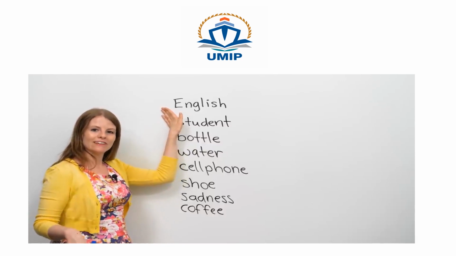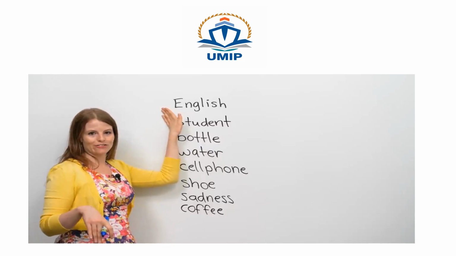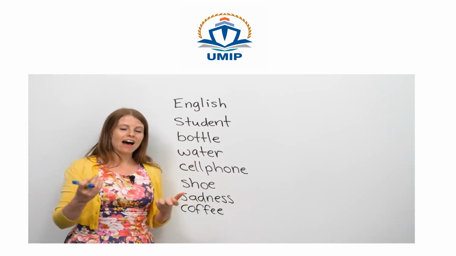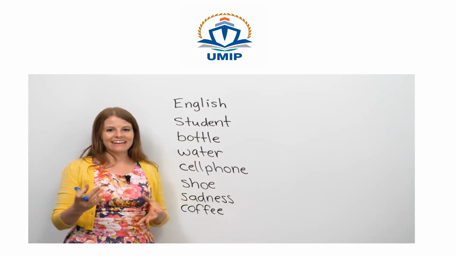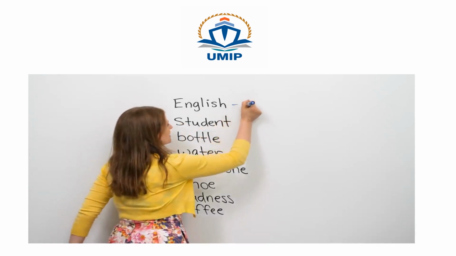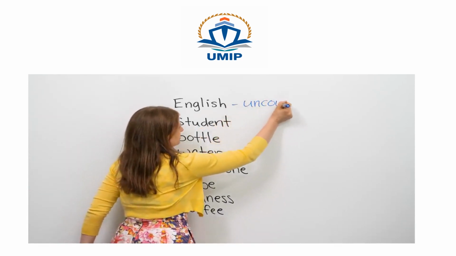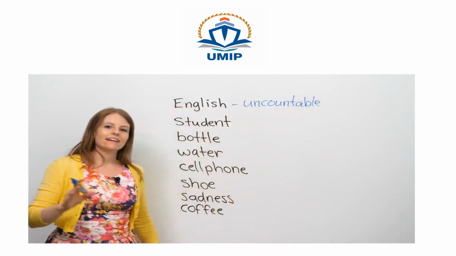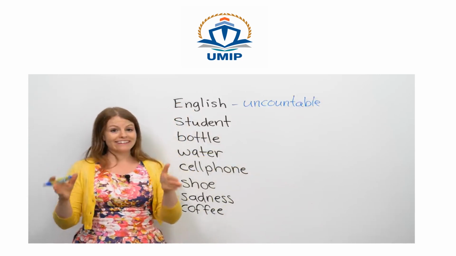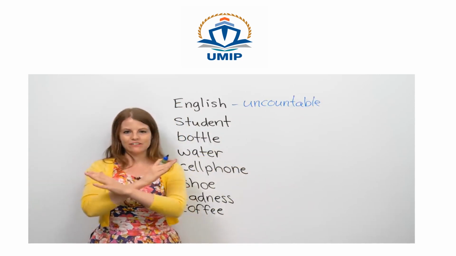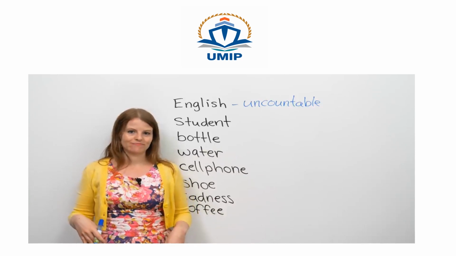So let's look at some of these nouns, and I want you to tell me, are they countable or uncountable? The first one is English. English is a thing. It's a language. It's a noun. Can we count English? Would we say, I have a English? Can I say Englishes? No. So English is uncountable. It never changes. It always stays the same. You can say, I like English. There is no a in front of English.